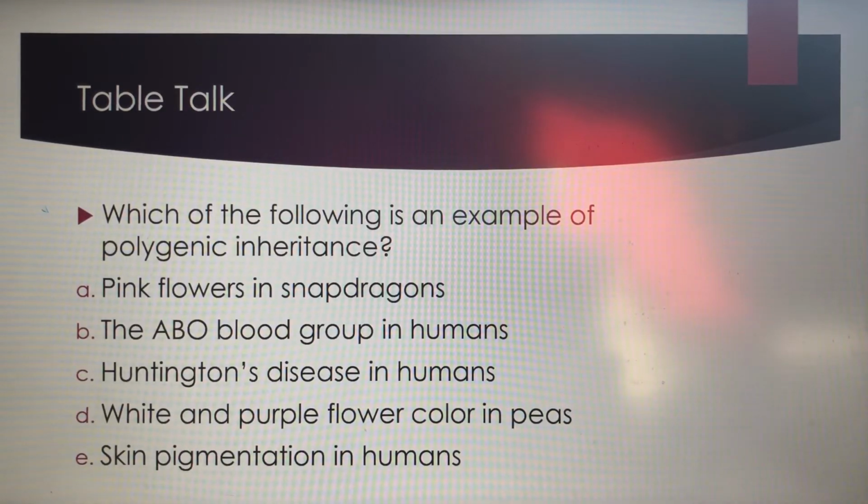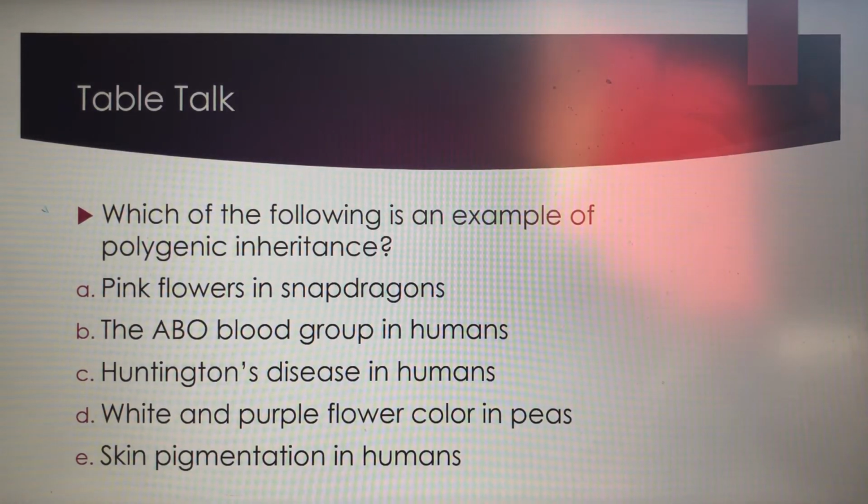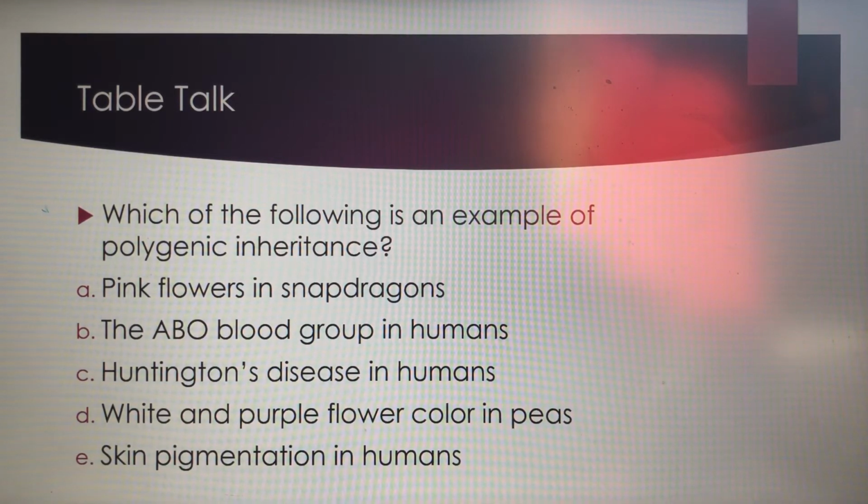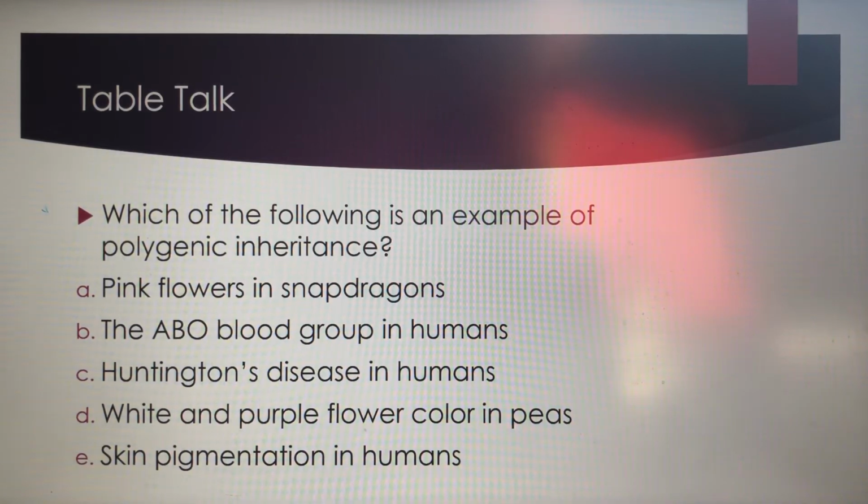Which of the following is an example of polygenetic inheritance? Pink flowers in snapdragons. Now let's again go back to what polygenetic inheritance is. It's basically many genes contributing to one phenotypic effect, okay? So if we look through here, our only example would be skin pigmentation in humans, okay?